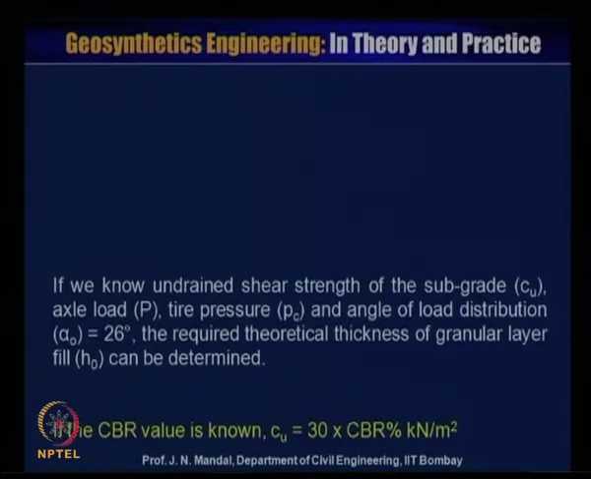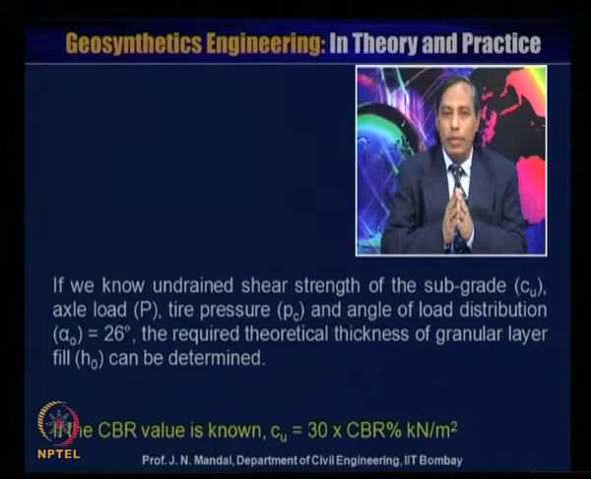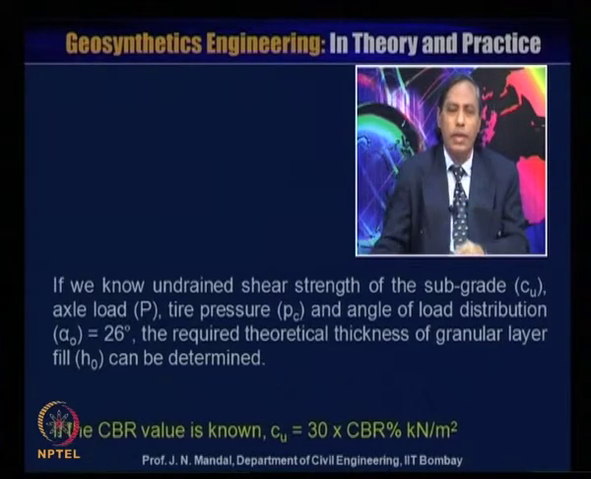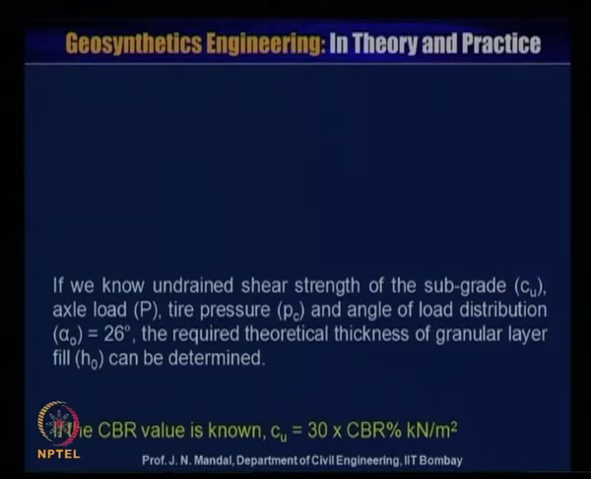Now, if you know the undrained shear strength of the subgrade, that means Cu, if you know the axial load P, the tyre pressure Pc, and the angle of load distribution alpha 0, that is 26 degrees, the required theoretical thickness of the granular layer fill H0 can be determined. And if the CBR value is known, you can calculate the undrained shear strength of the soil, that is Cu is equal to 30 into CBR percentage, in kilonewton per meter square. So, remember that this is the undrained case, how you can calculate the thickness of the pavement.